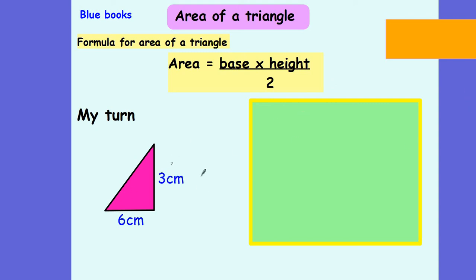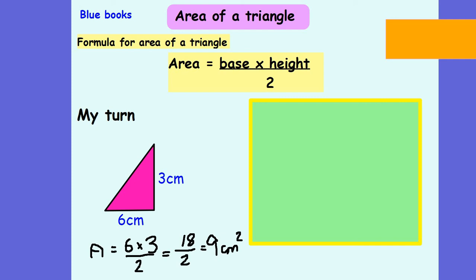Okay, again, I'll go through an example and then there'll be one for you to do. So the area of this triangle is given by base times height, which is 6 times 3, divided by 2. My base length is 6, my height is 3, and then I need to divide by 2 using my formula. Well, 6 times 3 gives me 18. 18 divided by 2 will give me 9. Now my lengths are in centimetres, so my area is centimetres squared.